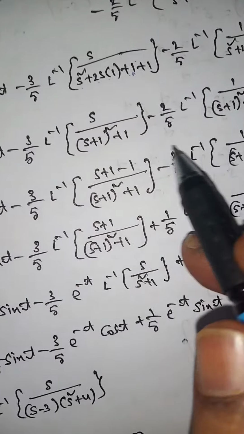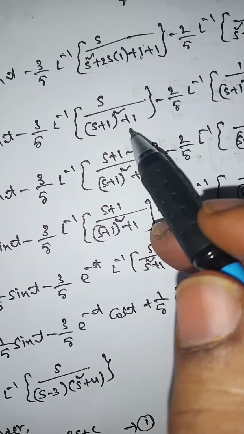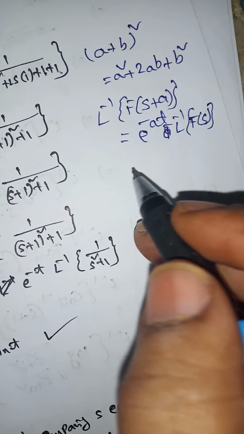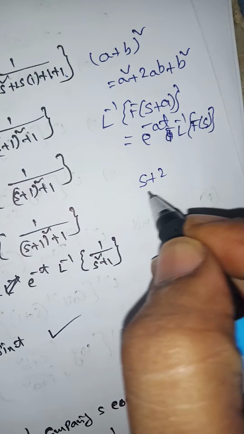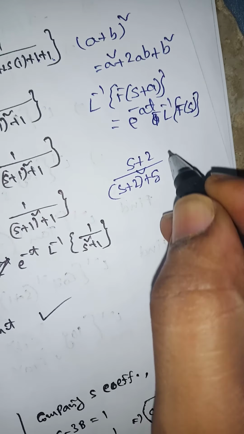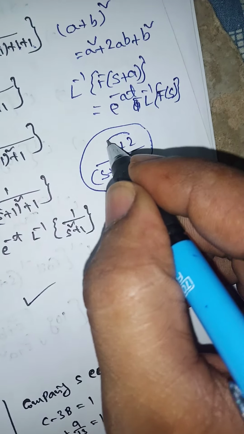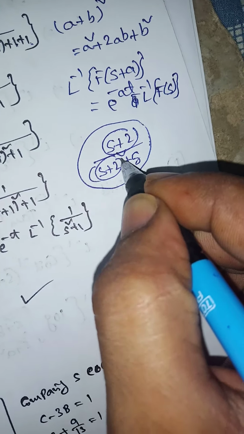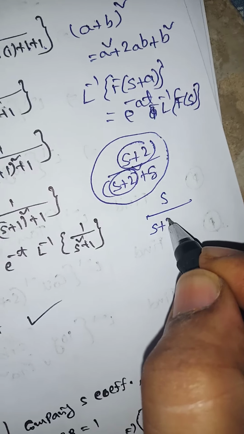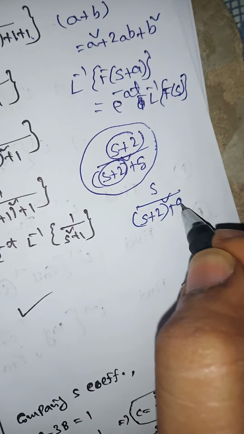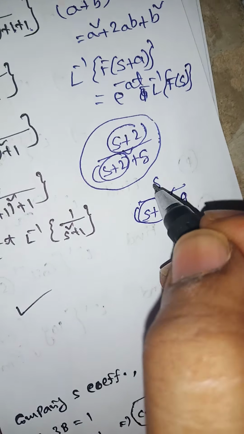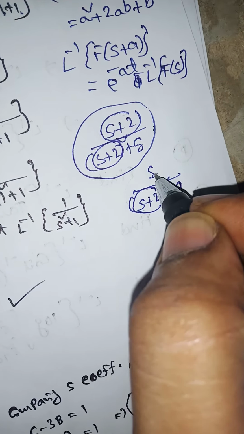And now we should get used to this. What is in terms of s plus a? What is in terms of s minus a? For example, if I write s plus 2 by s plus 2 whole square plus 5, you can say this term is in terms of s plus 2, since we have s plus 2 here. For example, if we have s by s plus 2 whole square plus 9, you can say this is in terms of s. This is not in terms of s plus 2, because here we have s plus 2, but there we don't have s plus 2.